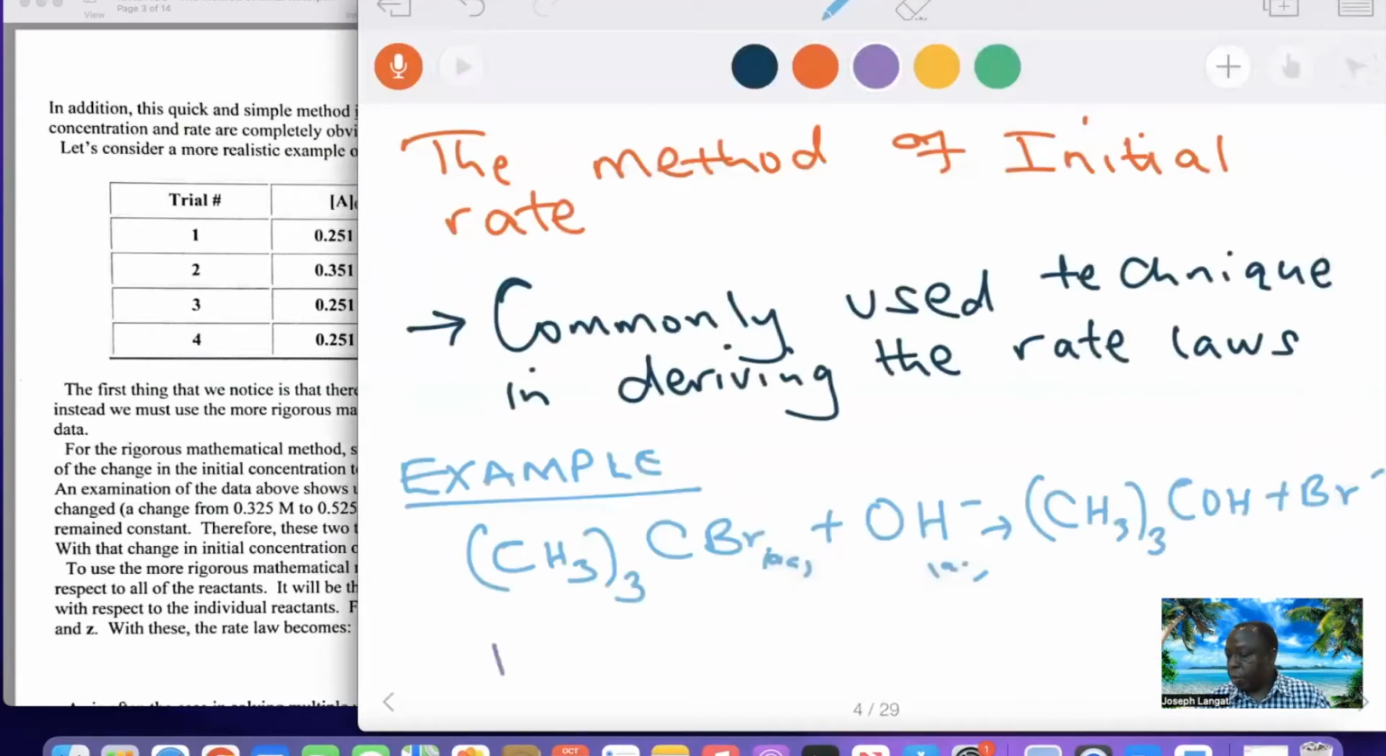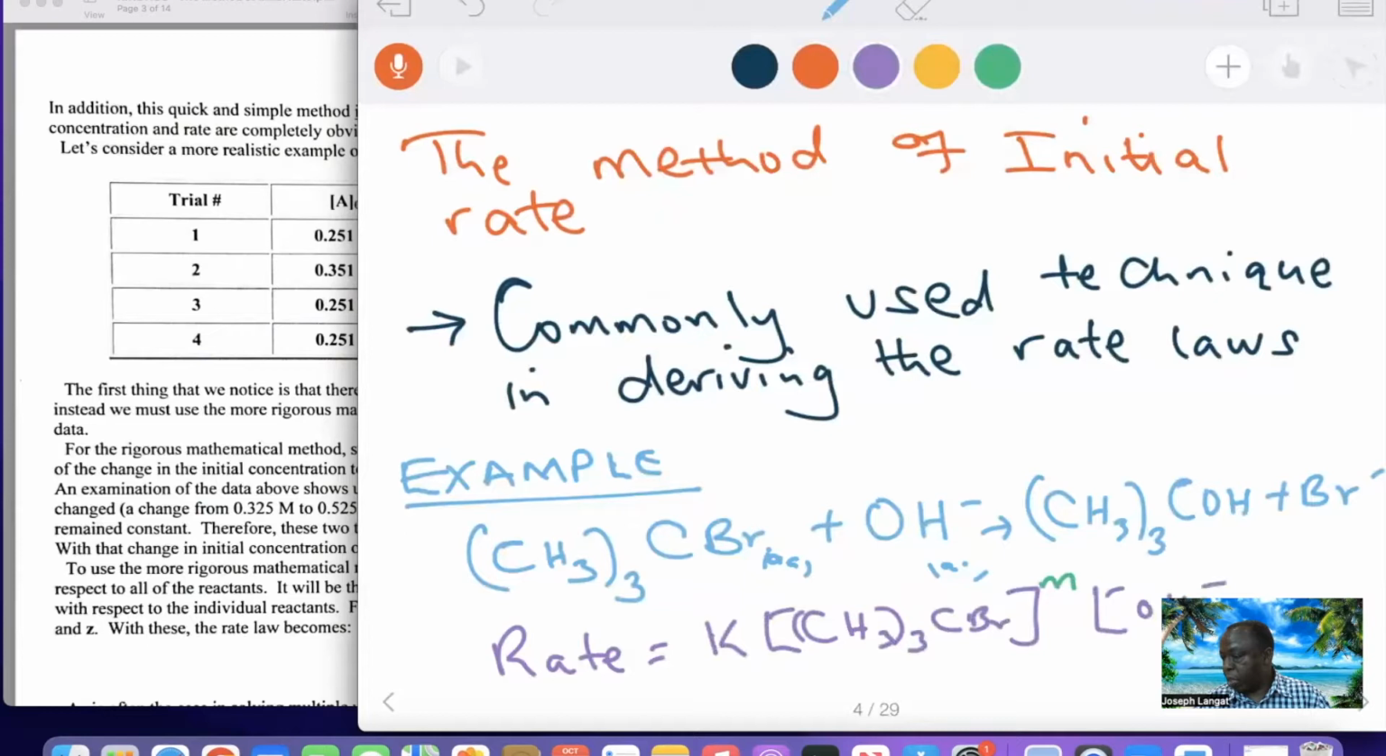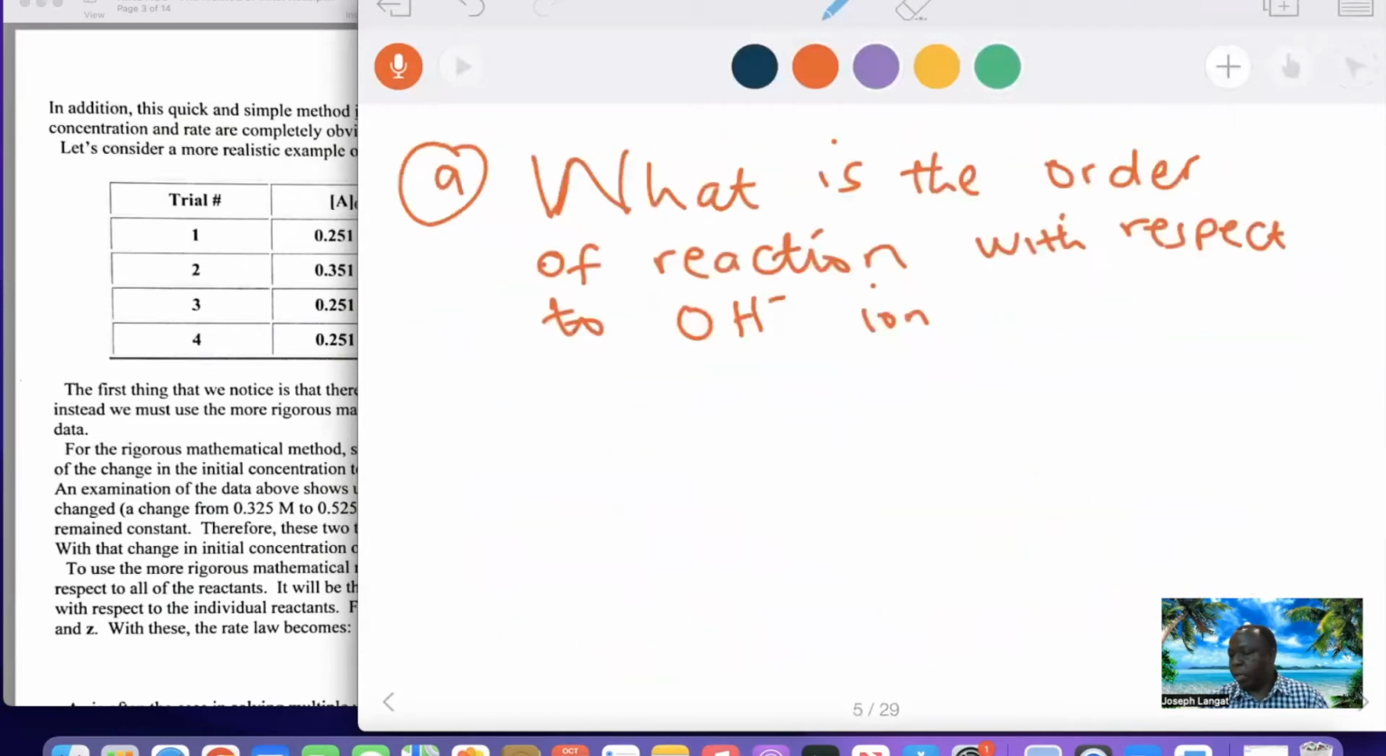This is how the rate law will look. Rate equals rate constant times the concentration of tertiary butyl bromide, C4H9Br, raised to some value, let me call this m, times the concentration of hydroxide ion raised to n, where m and n represent the reaction orders. So question A is, what is the reaction order with respect to hydroxide ion?